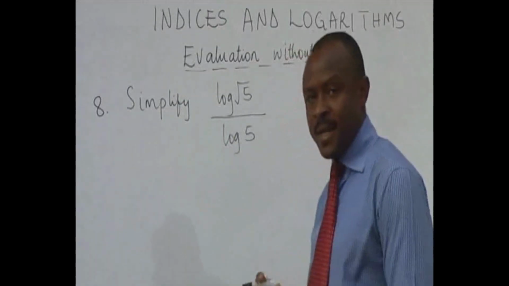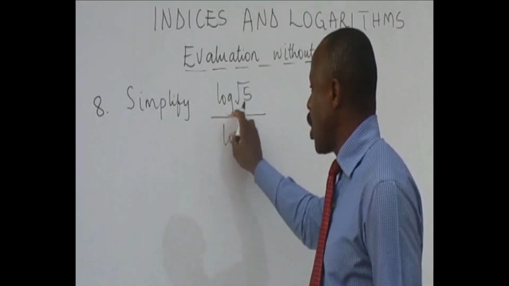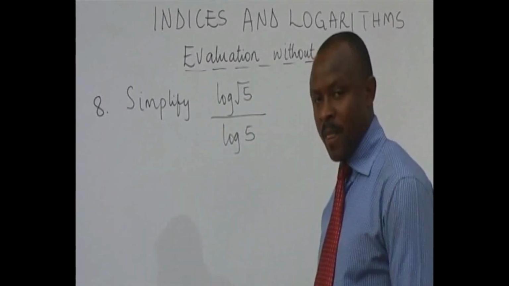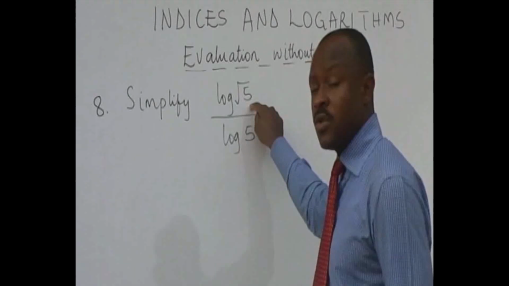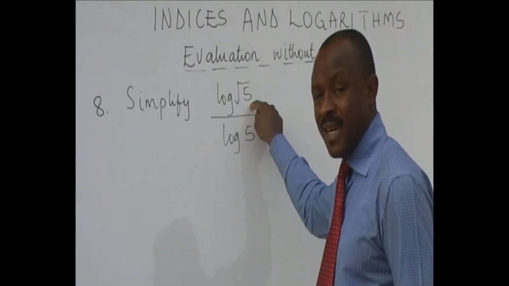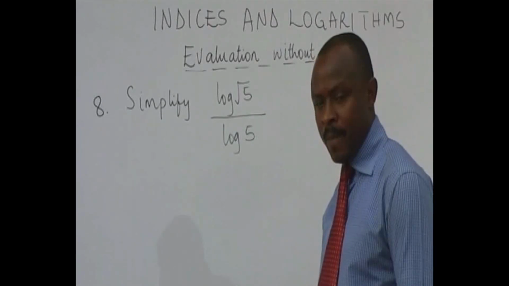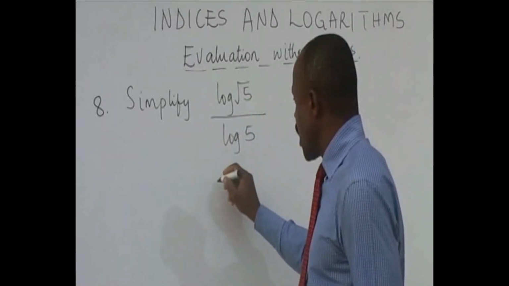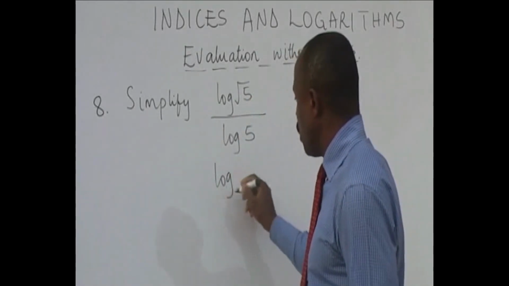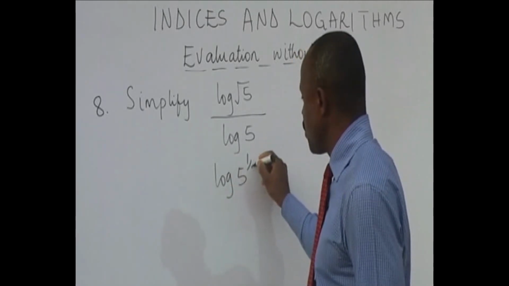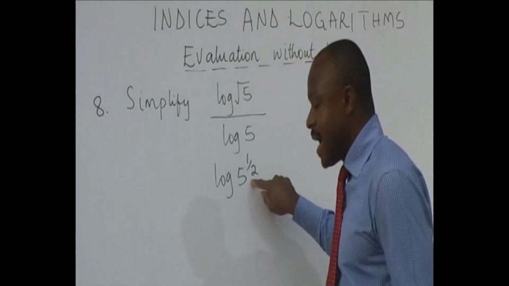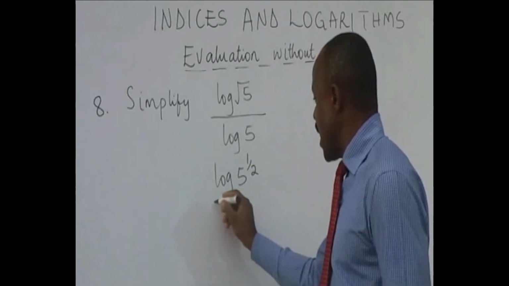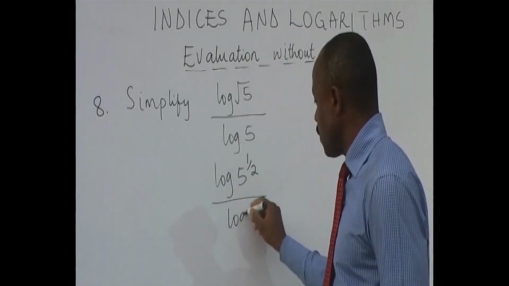Question number 8 says, simplify log root 5 all over log 5. The first thing you do here is you're going to change the square root of 5 into an index form. In so doing, you're going to have that log root 5 will now become log 5 exponent 1 all over 2. This is the index way to write the square root of 5. Bring down the denominator, log 5.